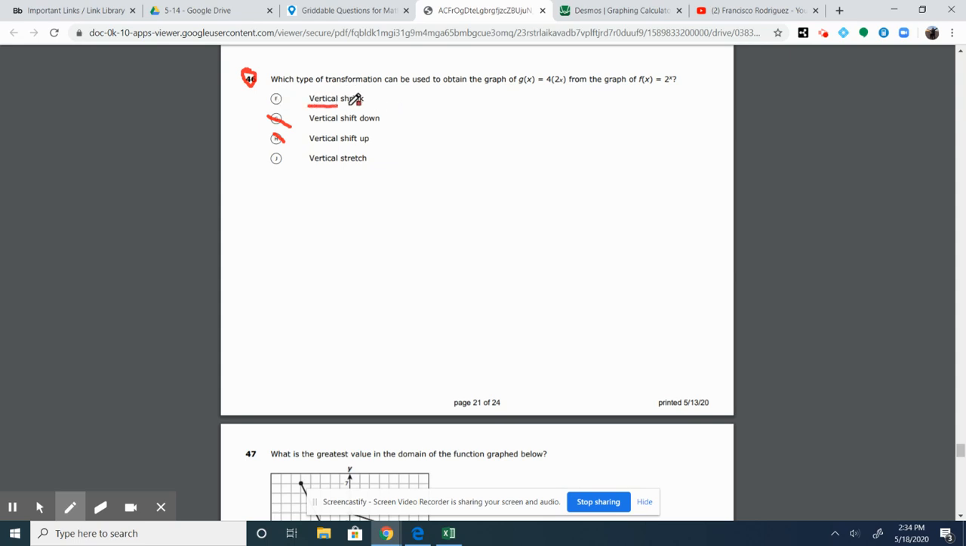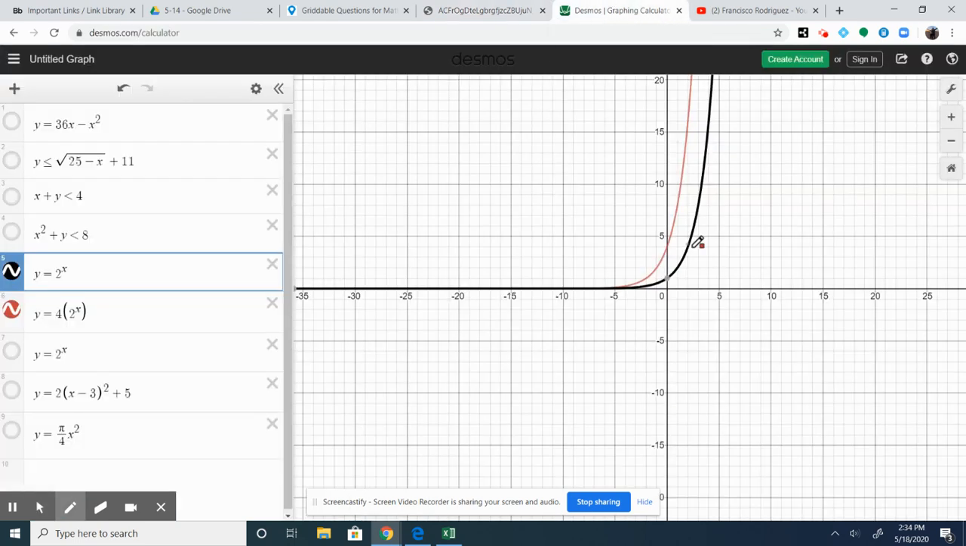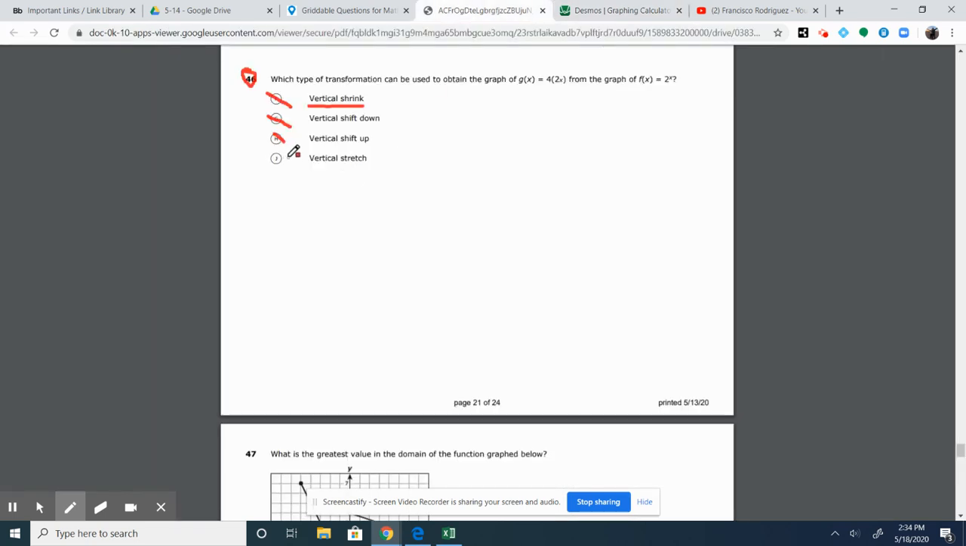But if you notice, vertical shrink, that's not actually a thing, right? It's either a vertical stretch or a vertical compress, or a horizontal stretch or a horizontal compress. In this case, we are stretching because the graph is getting a little bit skinnier. Therefore, our answer is J.